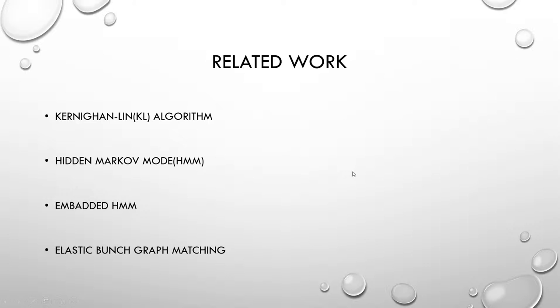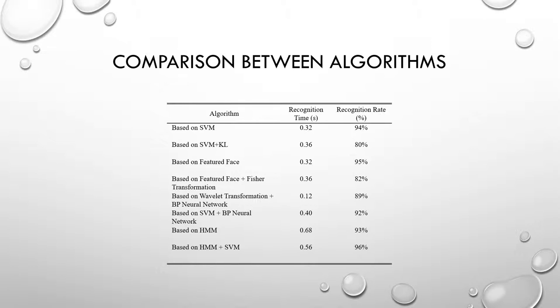There are a lot of related works which talk about algorithms of facial detection. For example, the KL algorithm, the hidden Markov model algorithm, embedded HMM, and elastic bunch graph matching. Now we can see the pros and cons from the table. We can see different algorithms have different advantages and disadvantages. For example, some algorithms have a better recognition time, while others have a better recognition rate. So we can just choose one of them according to the application.